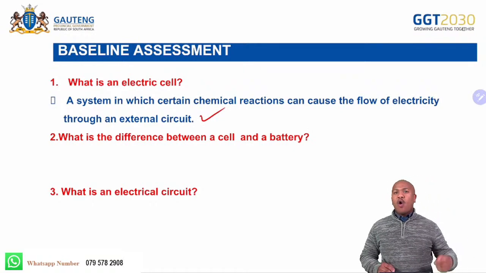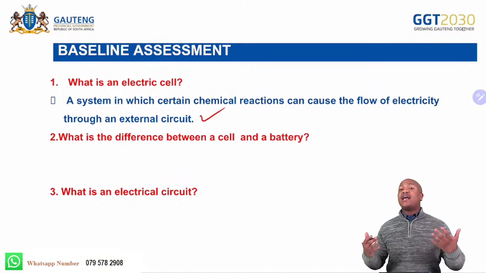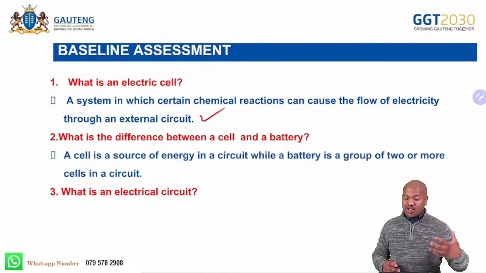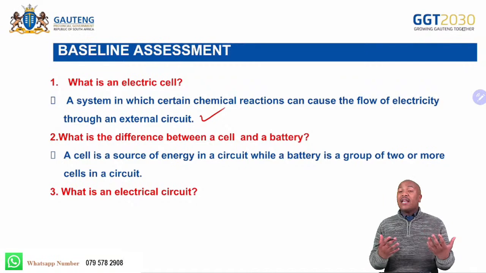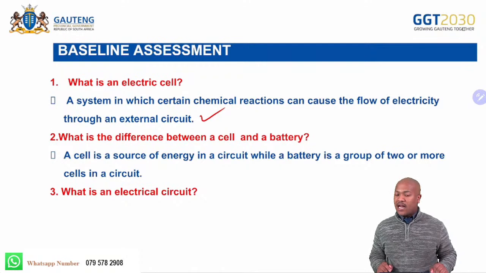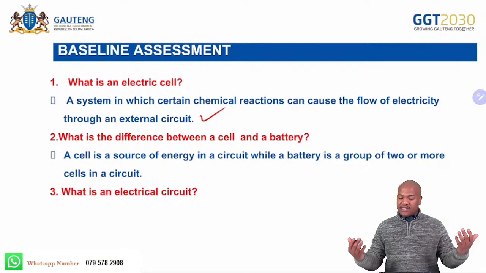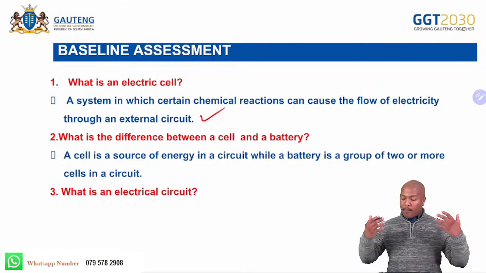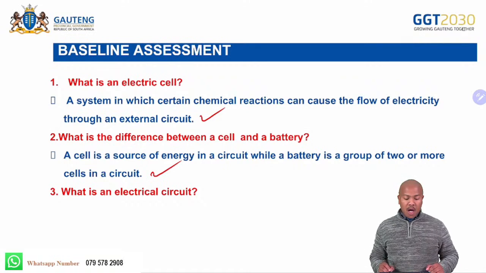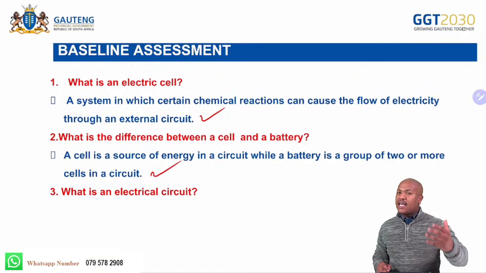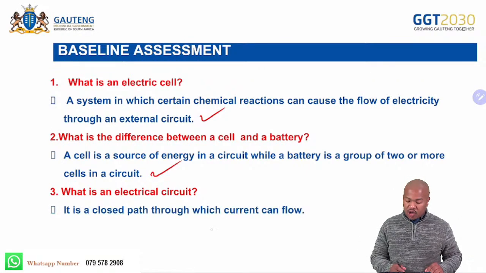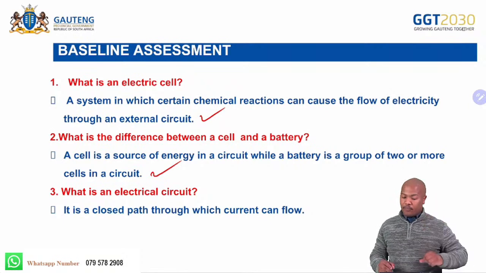Number 2, what is the difference between a cell and a battery? The difference is that what? A cell is a source of energy in a circuit, while a battery is 2 or more cells in a circuit, right? So now cell is source of energy in a circuit, then battery is 2 or more cells in a circuit. Now, number 3, what is an electrical circuit? And an electrical circuit is what? It is a closed path through which current can flow, right?